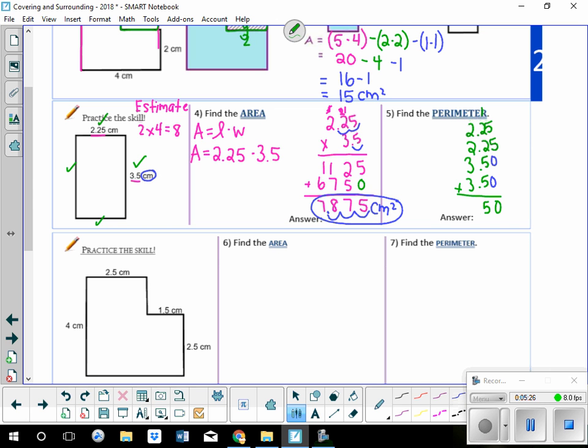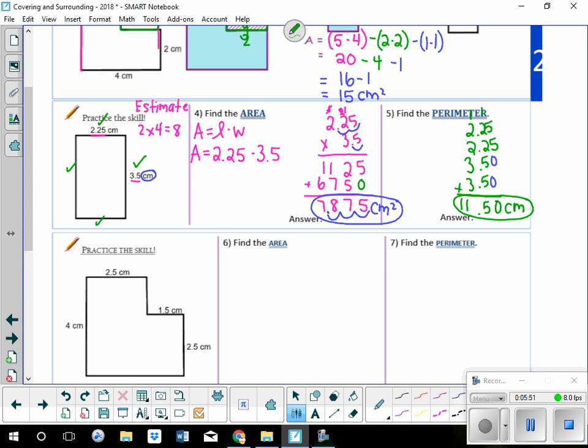Carry a 1 to my ones place. 1 plus 2 is 3, 4, 5, 6, 7, 8, 9, 10, 11. So I have 11 and a half, and this one will just say 11 and a half centimeters. When we do perimeter, it's in units. Area is in units squared. And then volume would be in units cubed.